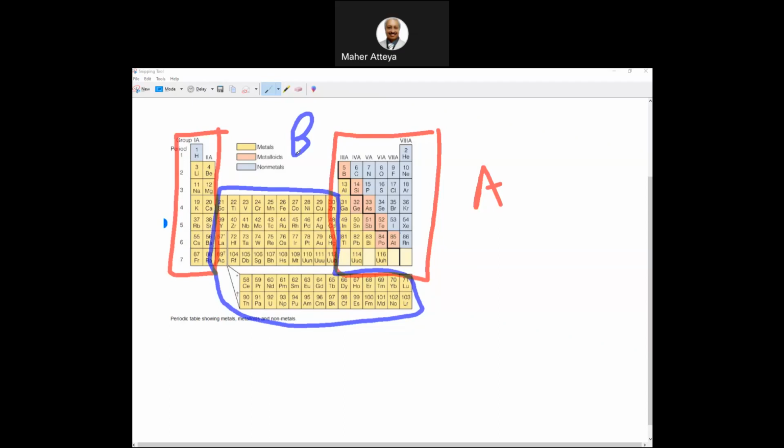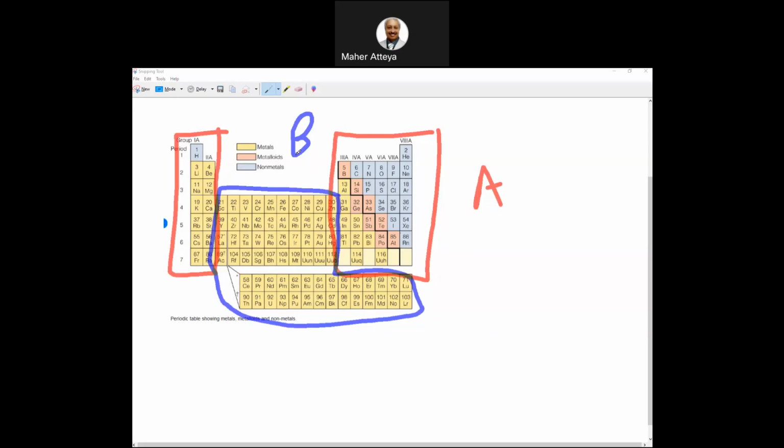So the A group is characterized by fixed charges. Some of them have very rare multiple charges, but mostly they have one charge. They don't carry too many, but there are exceptions. The B groups have many charges, and therefore they appear in nature with colorful structures. So they have very nice colorful structures.